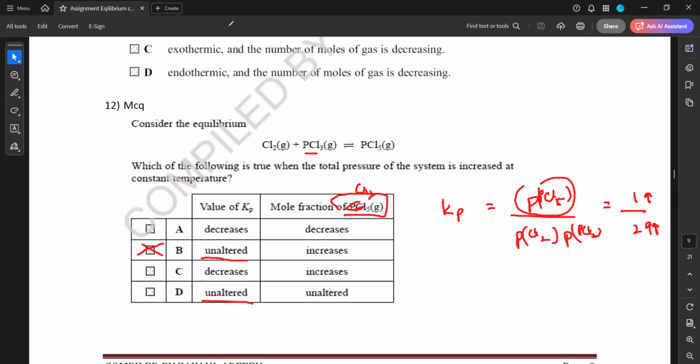Kc and Kp are only affected by temperature. No other factor can affect Kc or Kp.